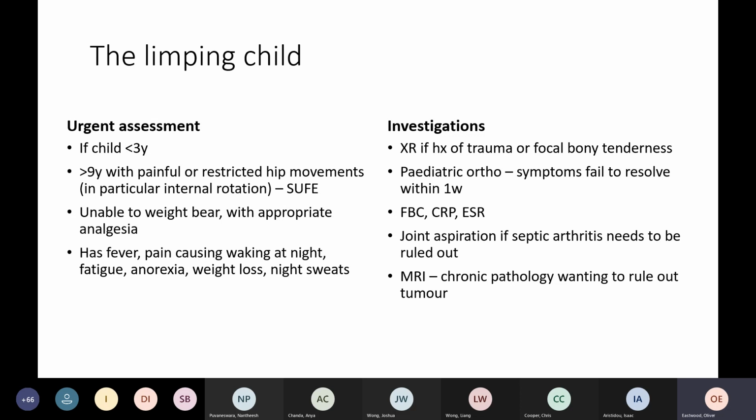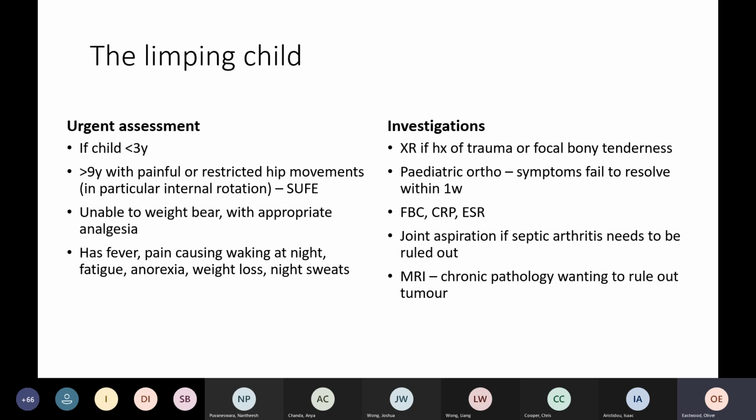So limping child is a common presentation, and again, like your constipation, anything like that, where there's something very common, you need to know the red flags that something more sinister is going on. So again, we'll go through explaining why they're red flags. So it's uncommon for limps to occur in children under 3, and you're thinking more sinister pathology is more likely at that age.